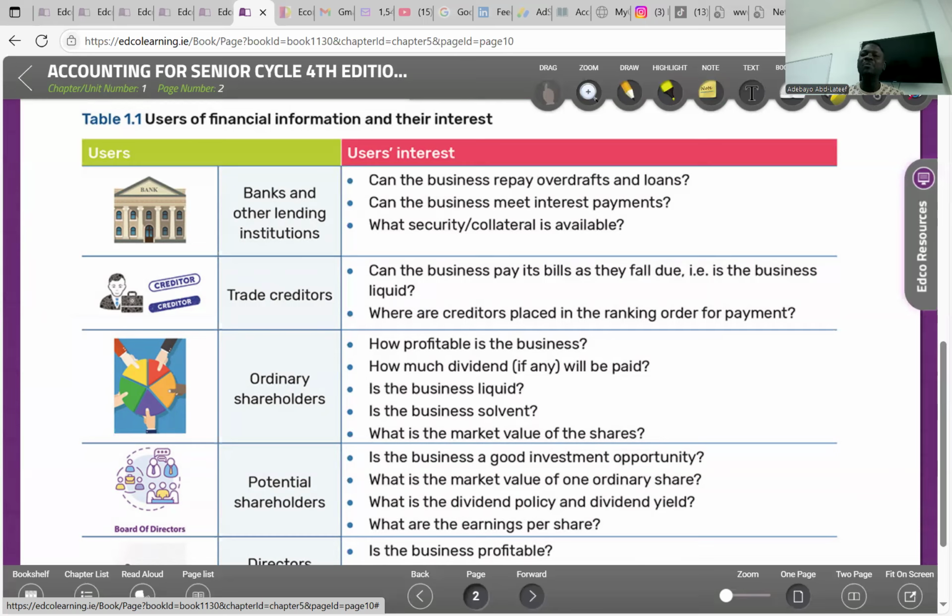Two, can the business meet interest payments? Aside from paying back the debt, the overdraft or the loan, can the business keep up with the interest, because the interest is the reward for the loan being given to the business. So financial institutions want to be sure that businesses can meet up with the interest payment. And the last one, what security or collateral is available?